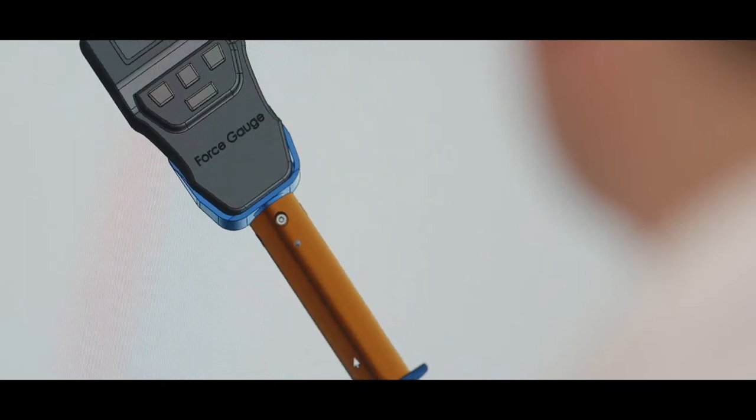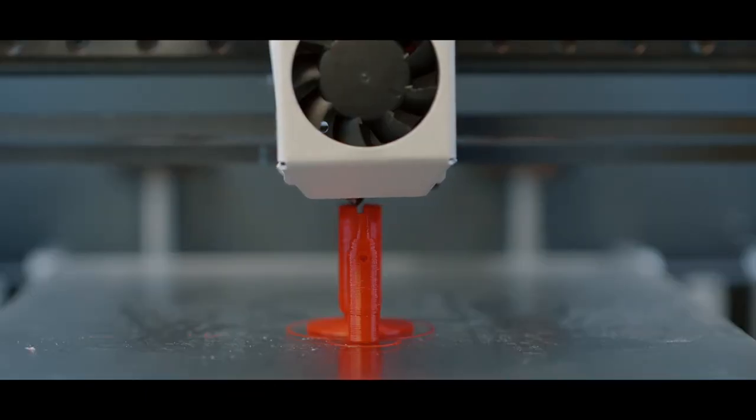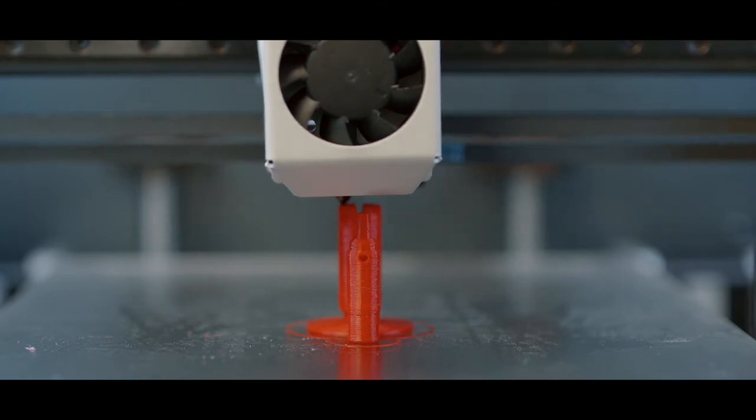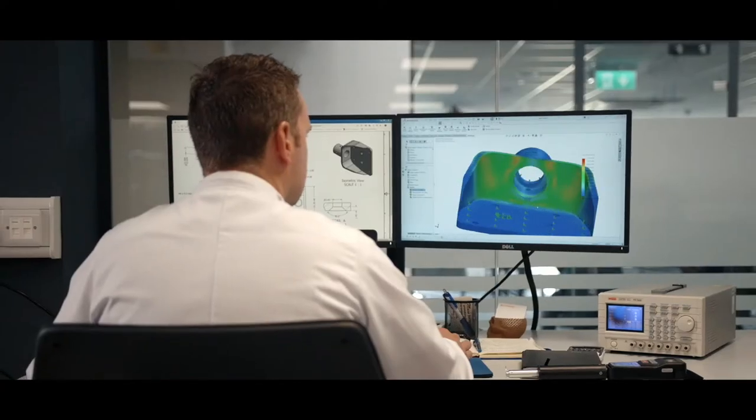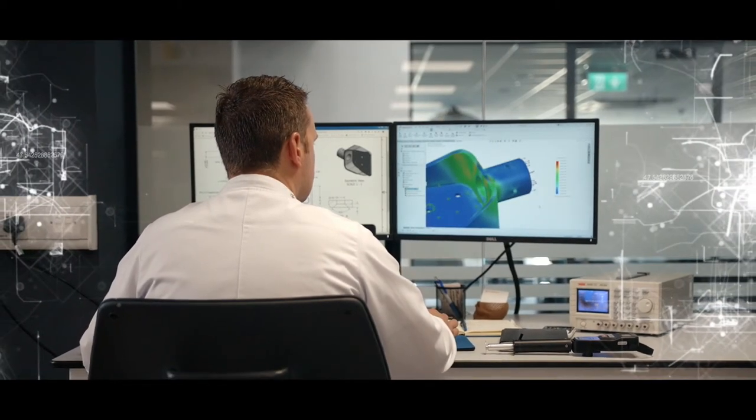One of the awesome parts of my job is taking an idea from the early design stage all the way through to actually having a part made and tested. It's quite a nice, interesting process, and it's quite creative as well.